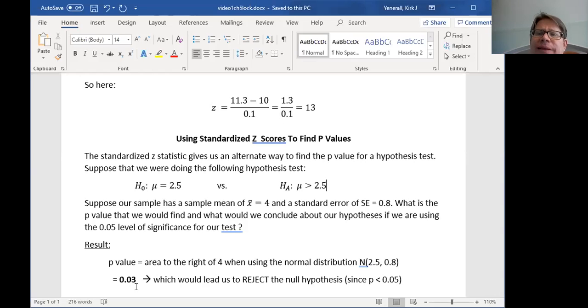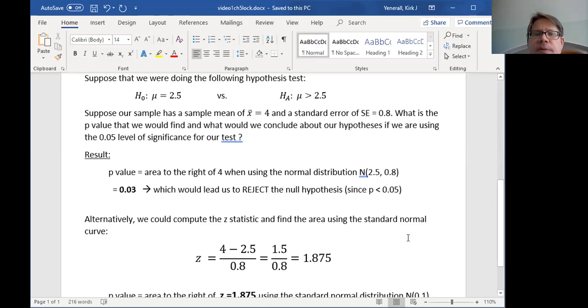But now let's take a look at how we can use the standardized Z-score to reach the same conclusion and find the same p-value. So remember, our definition of Z-score says that to find a Z-score, you should take your statistic, subtract the null parameter, and divide by the standard error. That's what we did earlier in problem number 10. What would that give us here?